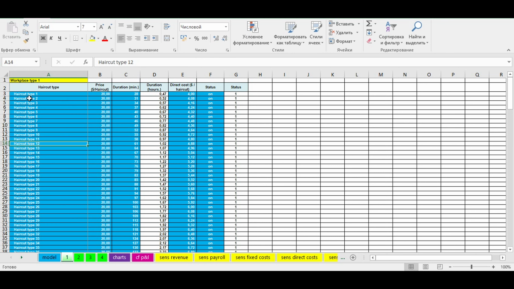At the first table of inputs, we can name all our haircuts. Here, we set the pricing and, what is also very important, we specify the duration of a service in minutes. And then we set in the direct costs per service. Here, we also have a status button. Using it, we can switch on and switch off the revenue and direct costs from this very service from our financial model.